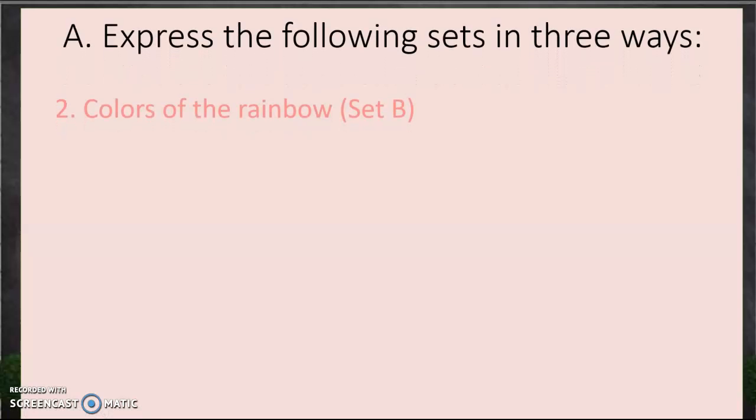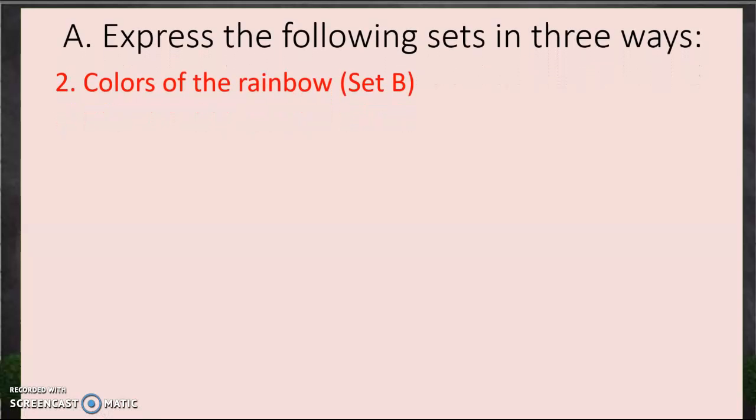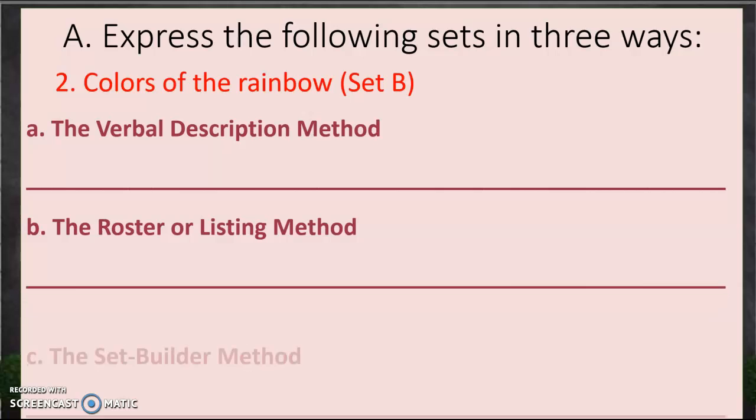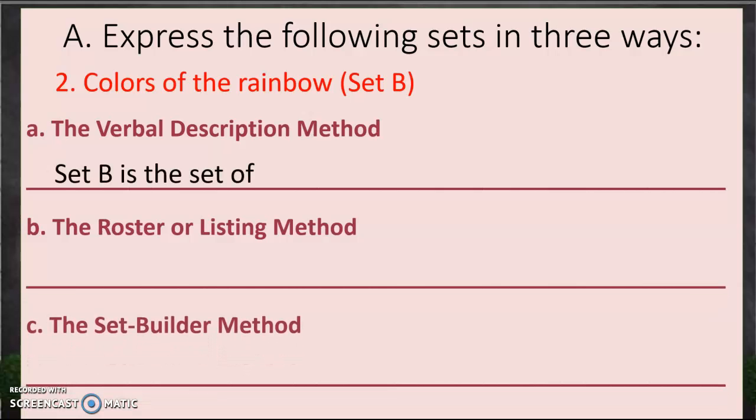Number 2. Colors of the rainbow. We will use it for set B. Verbal description method, so we use words. Set B is the set of colors of the rainbow. It ends with a period.